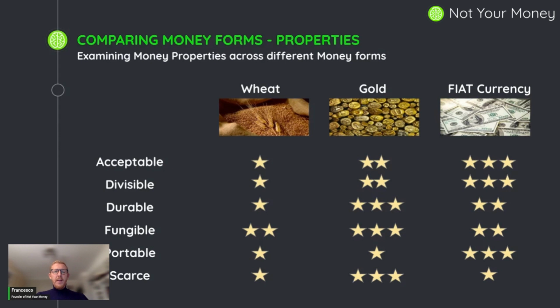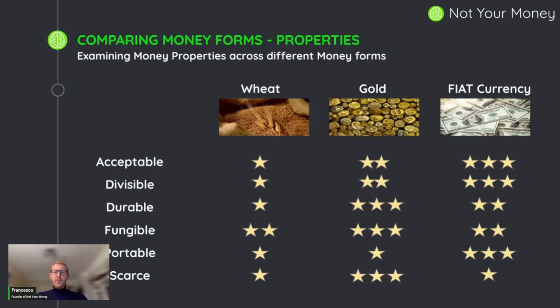As we move on into fiat, unsurprisingly, we see that its main features and strengths are optimized for trading. Fiat currencies are largely accepted in any given economy, and some currencies, like the dollar, are accepted most around the world. They are also highly divisible and highly portable, as we can now digitally send large sums of money around the world at a click of a button.